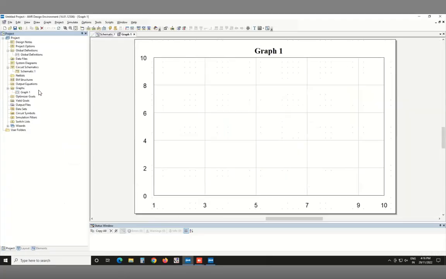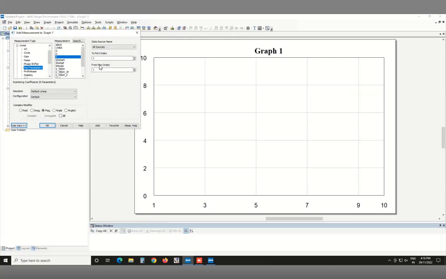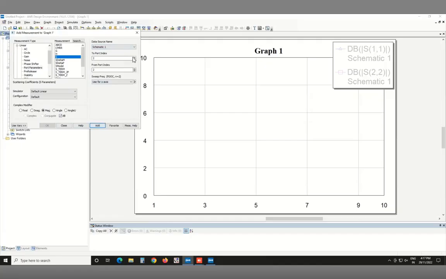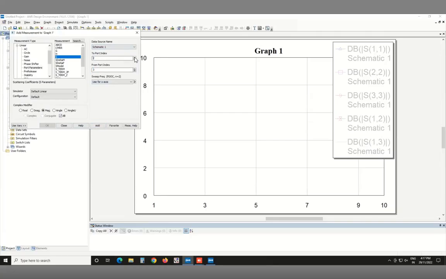Define a graph. Add measurement. Schematic 1. Magnitude dB. S11. S22. S33. S12. S13.